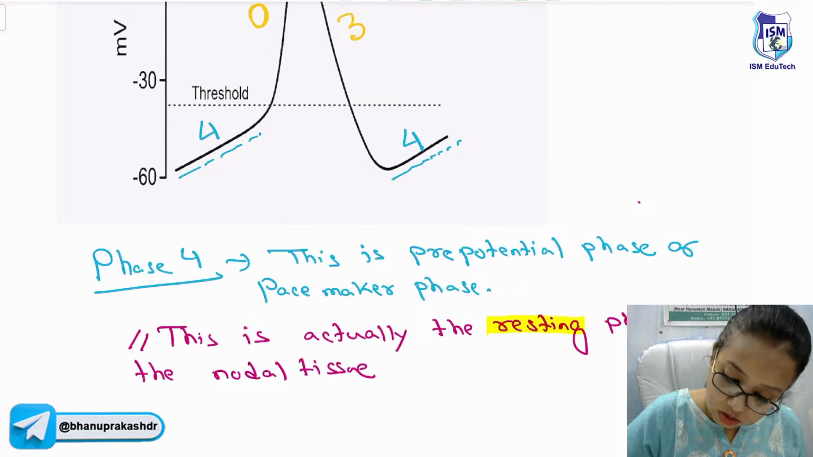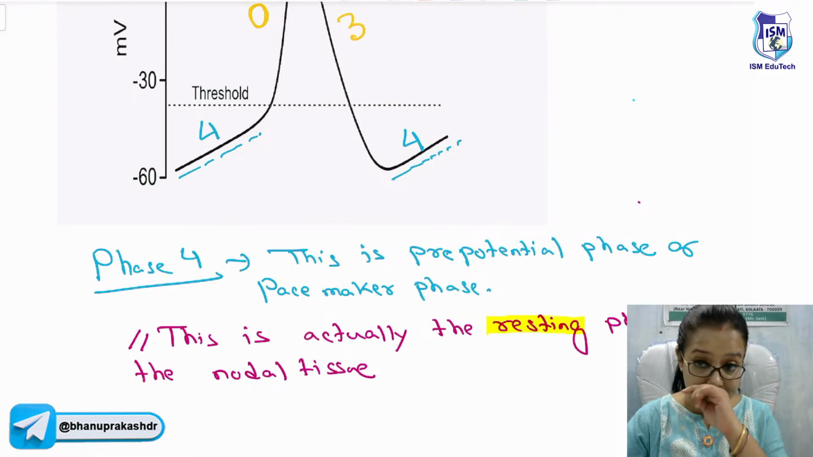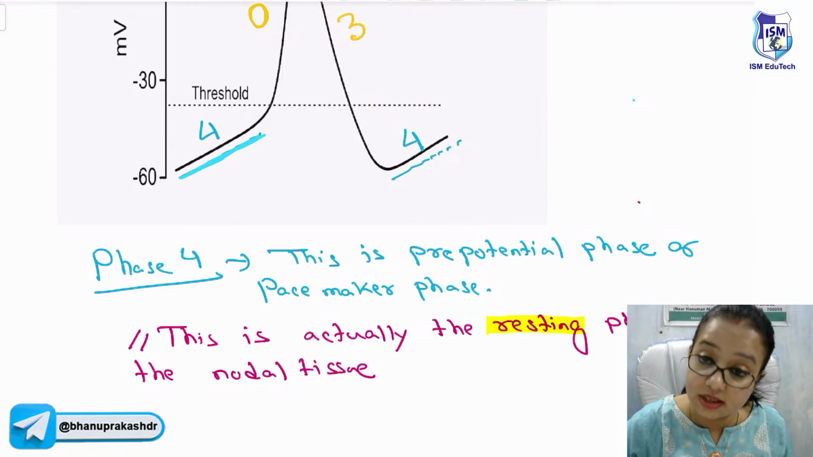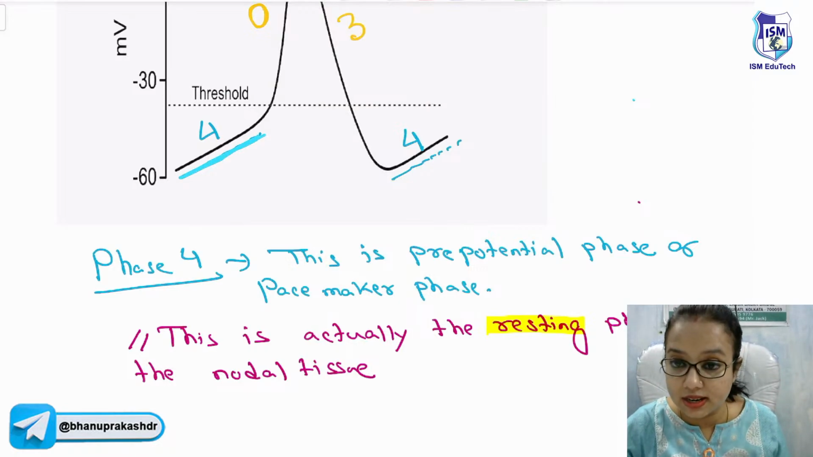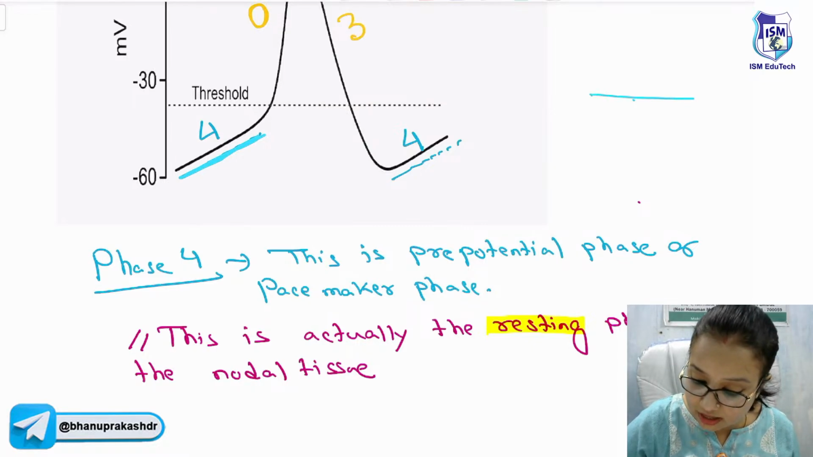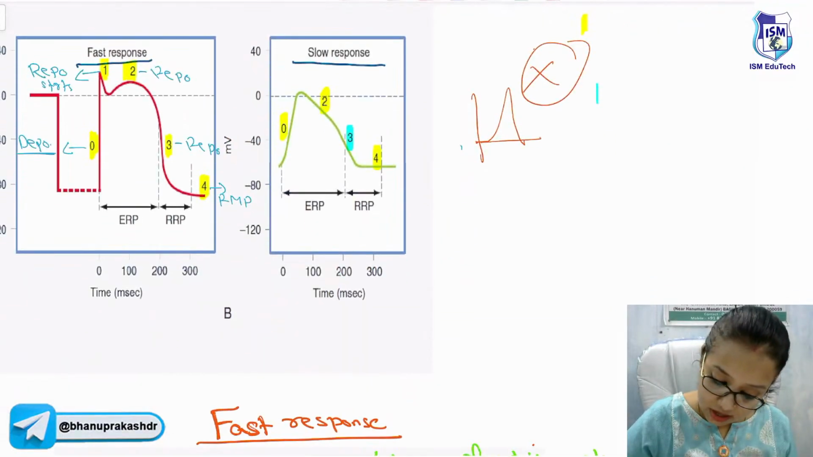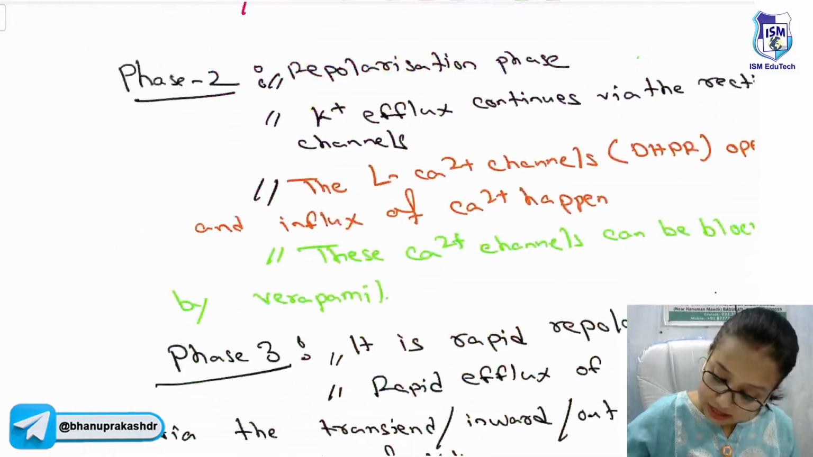If we look very closely at phase 4, which is the resting phase, here you see the resting phase of this nodal tissue. It is not actually resting. What have we seen in the nerve cell or any other excitable cell? Whenever we saw the resting membrane potential, the resting phase was linear, right? Even in the fast response, the resting phase is static, it's linear.